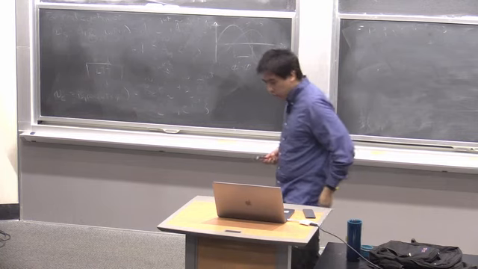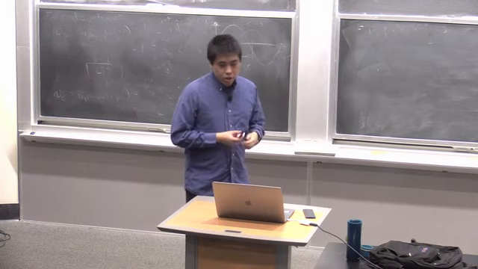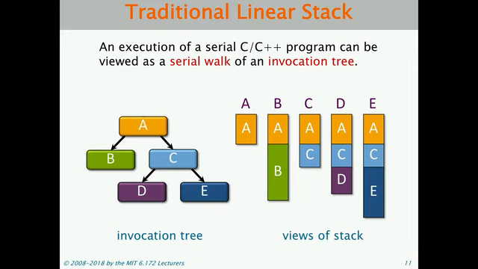All right, so let's talk about stacks. When you execute a serial C or C++ program, you're using a stack to keep track of the function calls and local variables that you have to save. Here, let's say we have this invocation tree where function A calls function B, which then returns, and then A calls function C, which calls D, returns, calls E, returns, and then returns again. Here are the different views of the stack at different points of the execution.